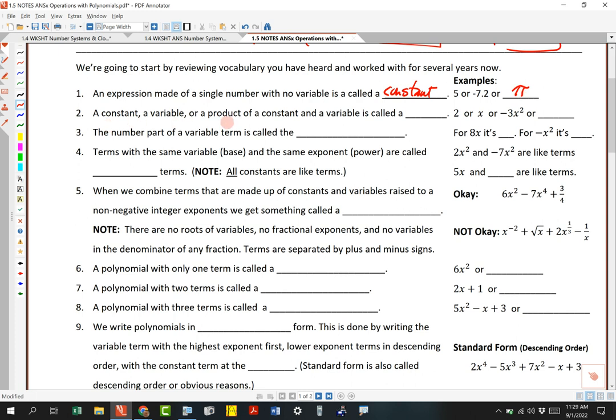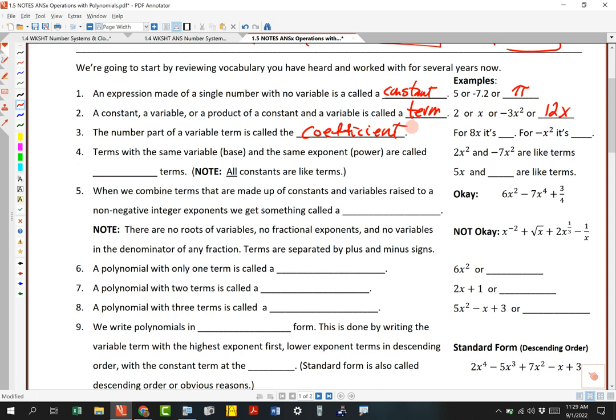A constant, a variable, or a product of a constant and a variable is called a term. So 2 is a term, x is a term, negative 3x squared is a term. If I write 12x or something like that, as long as it is one single product of things, or single variables or single numbers, then we'd call that a term. Okay. The number part of a variable term, the thing in front, what's that called? Brittany? Coefficient.